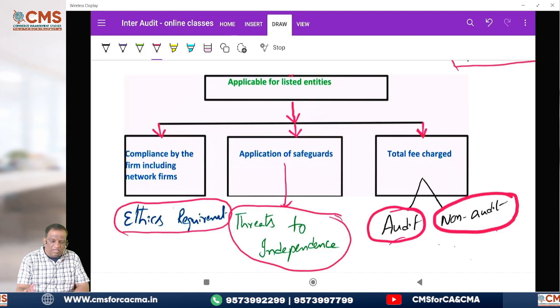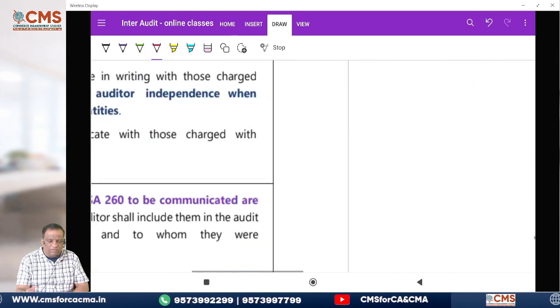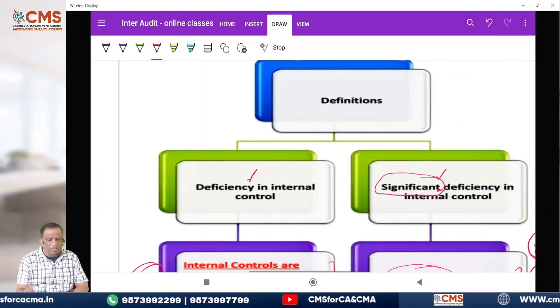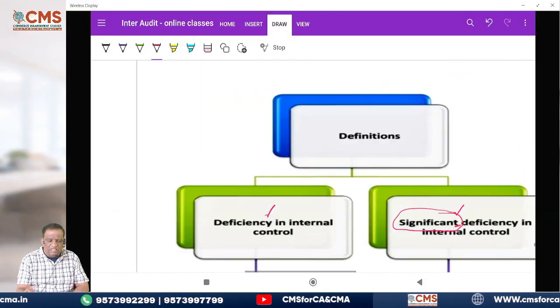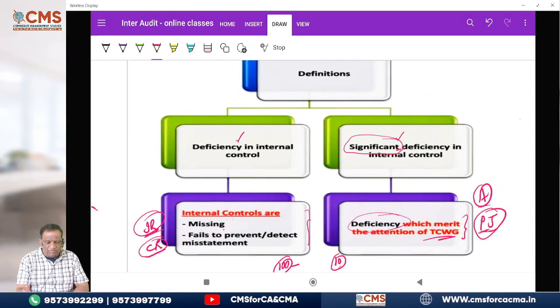So, and again, this is applicable only for listed entities. Remaining points are all very simple, and in fact, you don't see too much discussion being given on it. Then in SA 265, it will get over in 5 minutes as a quick revision.